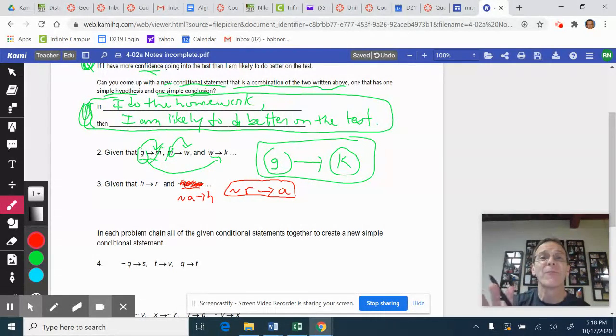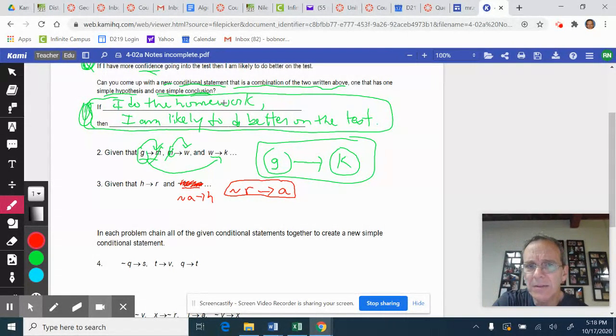I should never have more than two statements that I'm trying to deal with in my head. For that matter, you should only ever try to deal with two statements at a time. If you've got 3 or 4 statements in a problem, you can only deal with 2 at a time. So here I've got these two statements: H implies R and not A implies H.